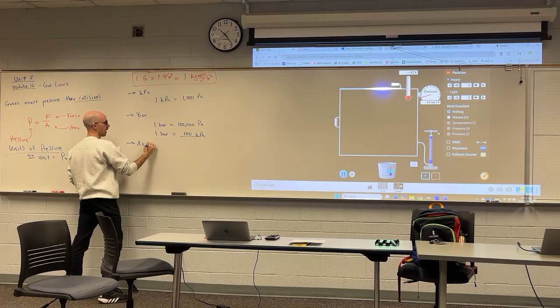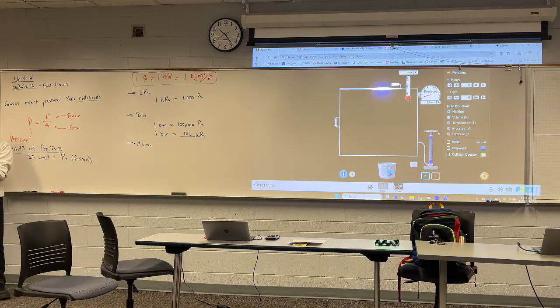Atmosphere is another common unit. Atmosphere is labeled as ATM. You guys know the acronym ATM to mean anything else? Automated teller machine, or like at the moment, not a lot going on. Just see it as atmosphere now, from now on.